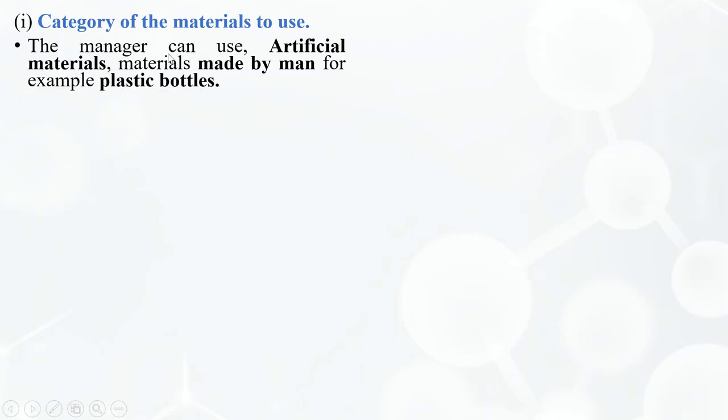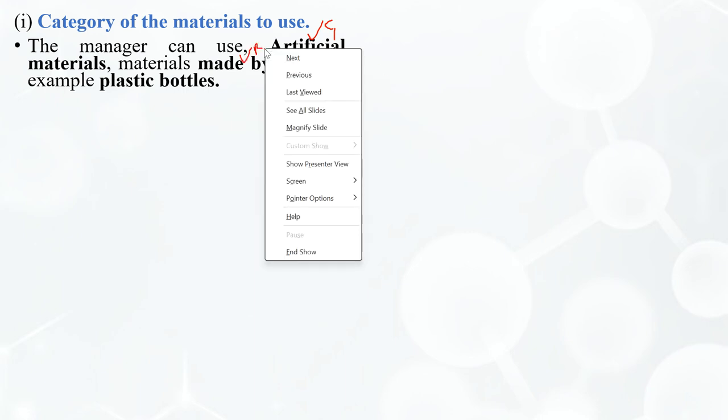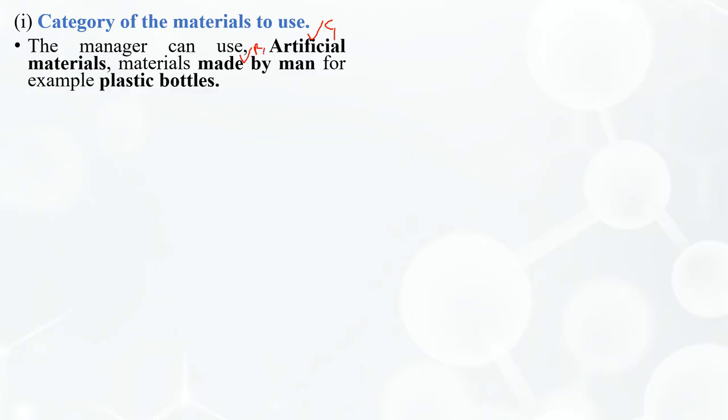What are they saying? The manager can use artificial. Some of you normally use synthetic, which is very correct. So you can use artificial, that is the category. Materials made by man, that is the reason. Materials made by man. For example, plastics. Plastic what? Bottles. So they have given us the example.